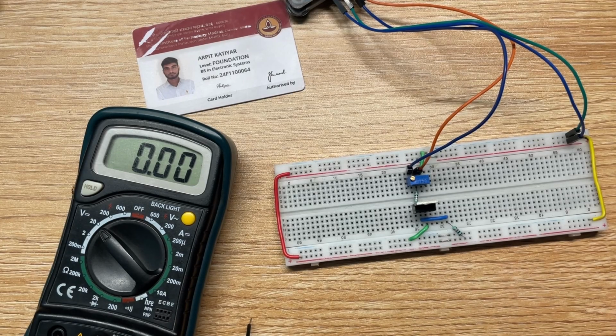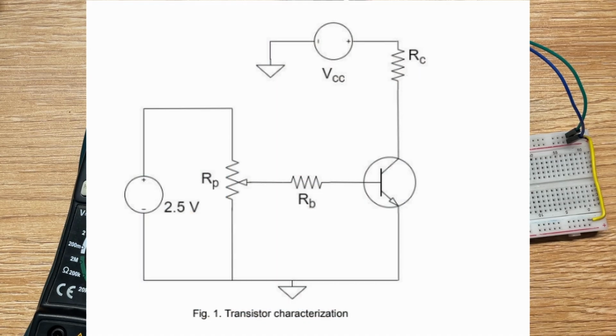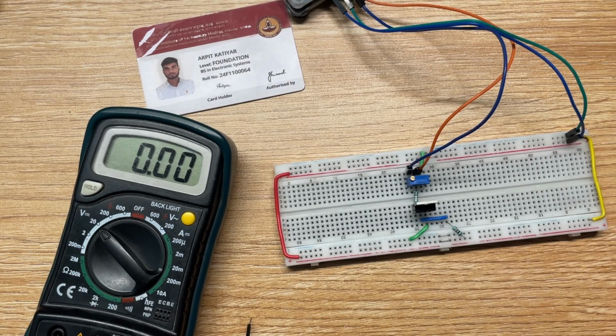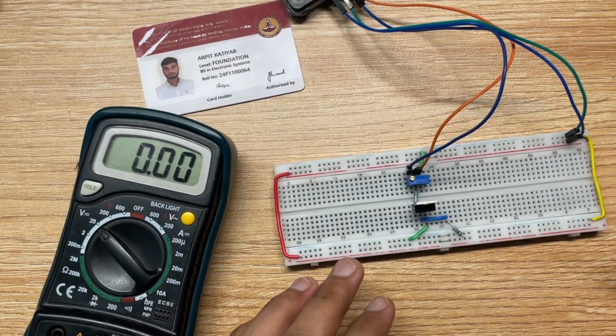This is part 1 of the experiment with the MOSFET. As you can see in the circuit, I just replaced the BJT with the MOSFET, and the circuit is the same. In this part, I am plotting the graph of ID versus VDS for the MOSFET. So let's see the circuit.